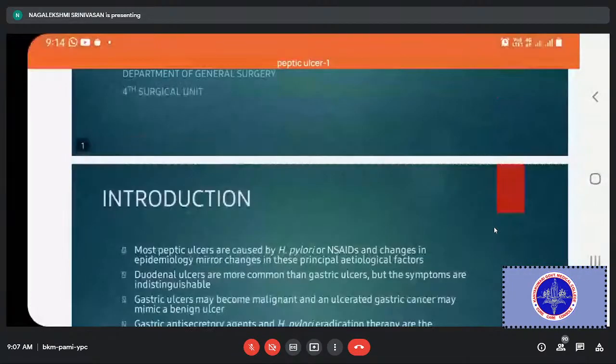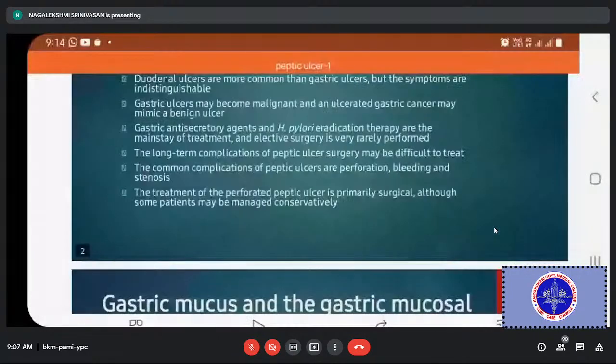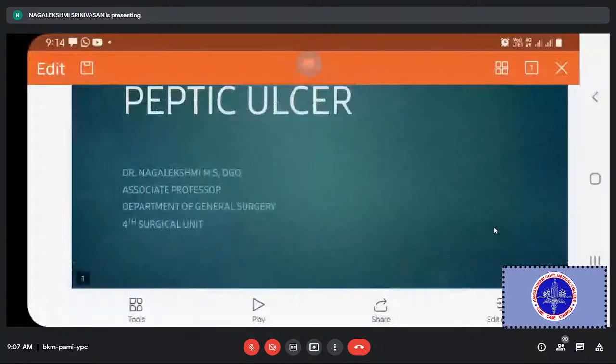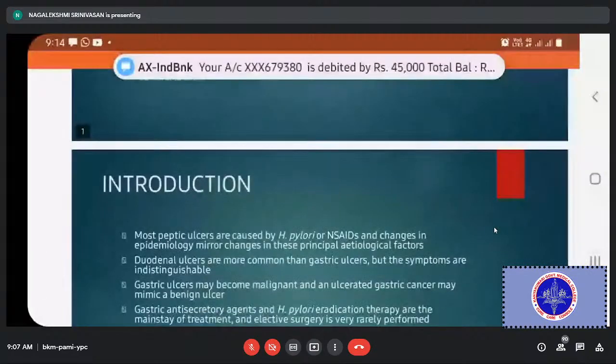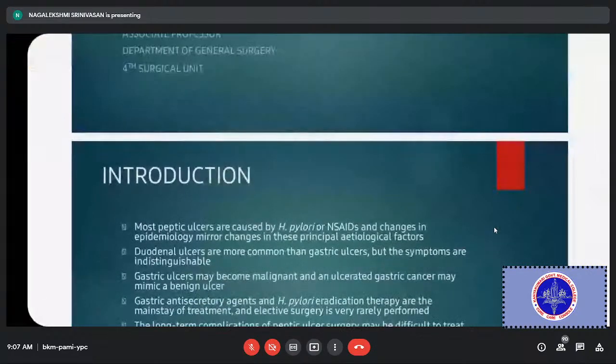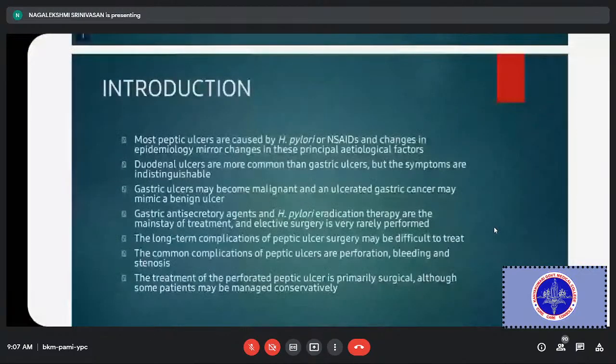So today's topic is peptic ulcer. So this is the introduction. After finishing the class, when you go through this slide, you will understand everything.